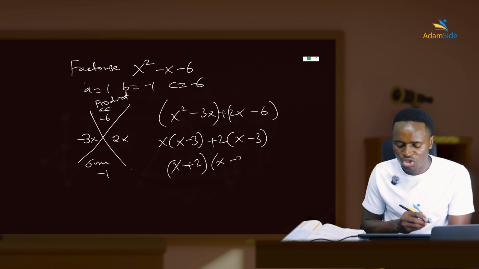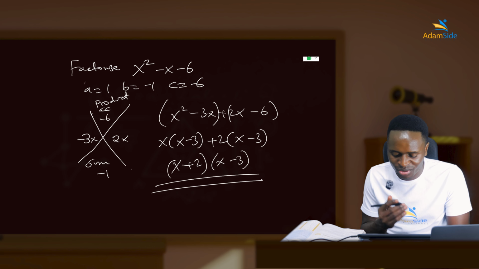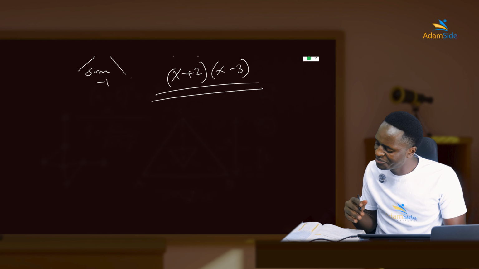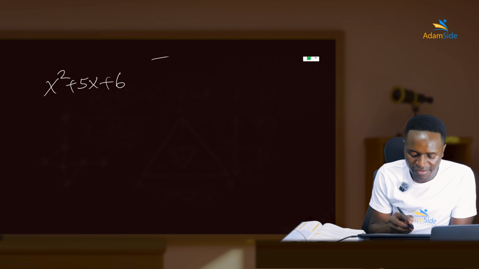This becomes your answer in factorization. Wow, this becomes our answer. So we have x squared plus 5x plus 6, and then you're told to factorize this.